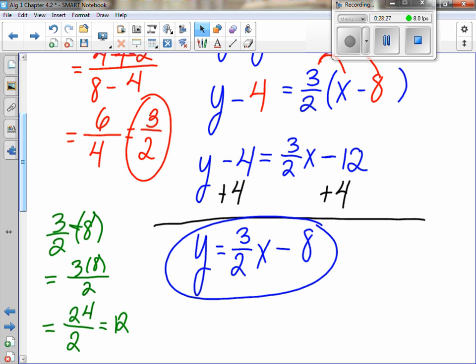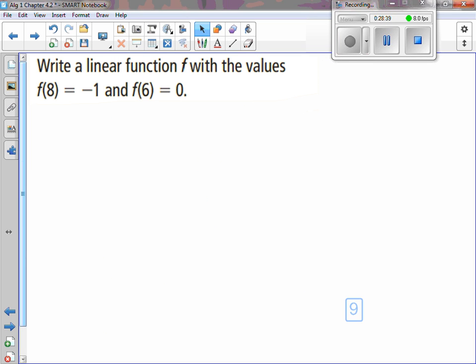Questions on this here? Any questions on any of this here so far? All right. We ready to look at one more? Yes? Okay. This is the last one we're looking at. This is the last problem we have.